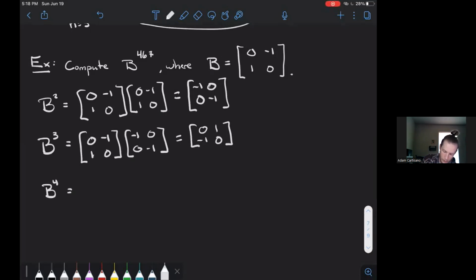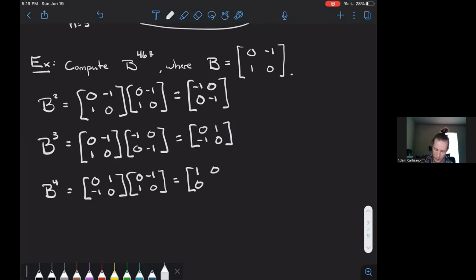B to the 4th is going to be b cubed times b. So [0, 1; -1, 0] times [0, -1; 1, 0]. Let's just multiply them. Top entry is 1. The one beneath it is 0. The one to the right is 0. And the last one is -1 times -1 plus 0, which is 1. Again, check me on that one. Now that's the identity matrix, the 2 by 2 identity matrix.